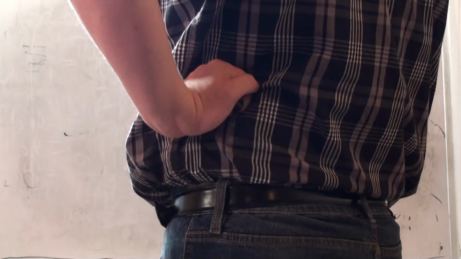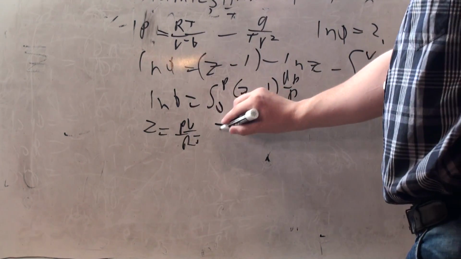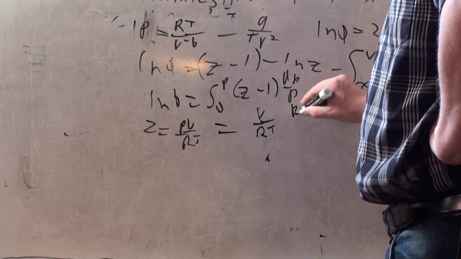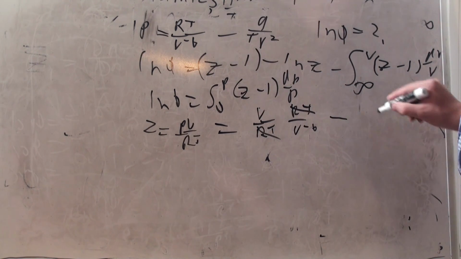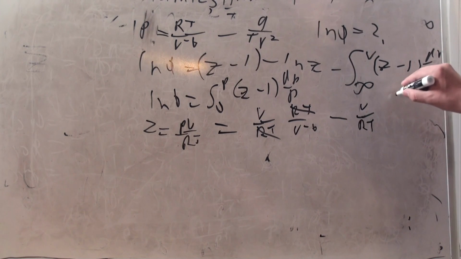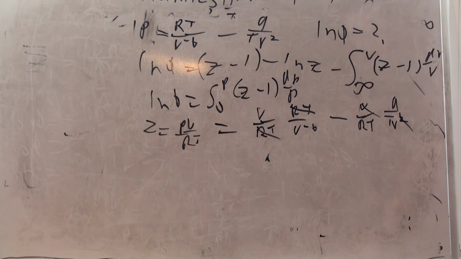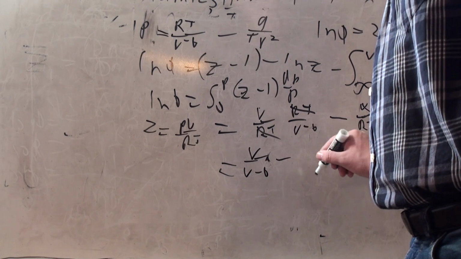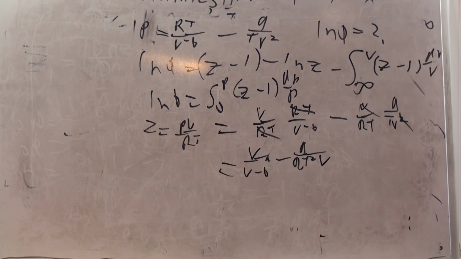So z is equal to Pv over RT. So I'm going to multiply this thing by v over RT. I've got v over RT times RT over v minus b, minus v over RT times a over T v squared, and then I simplify it out. So I have z equals v over v minus b minus a over RT squared v. Nothing crazy.